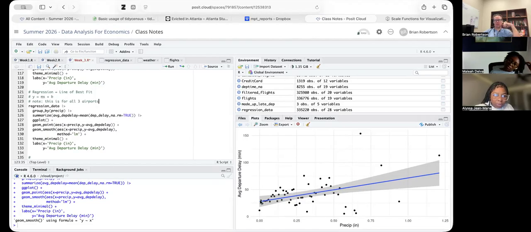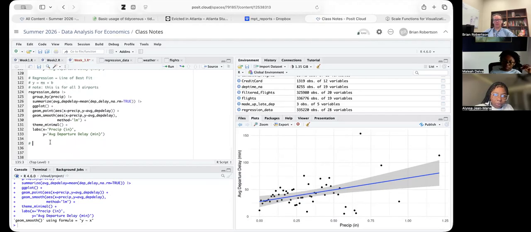So I've got a bunch of zeros here where I still had delays. Does this mean that weather doesn't have an effect? No, I'm only looking at precipitation. What other kinds of weather could I have? I could have fog. I could have wind. What else do I have in here? Heat, perhaps, is another one.